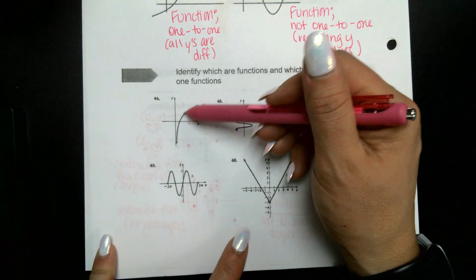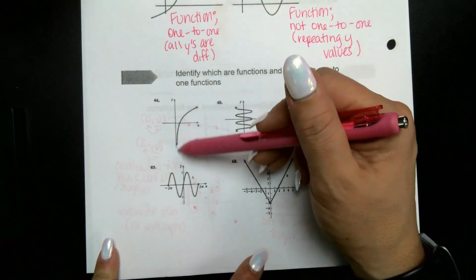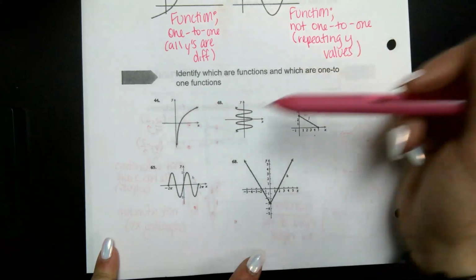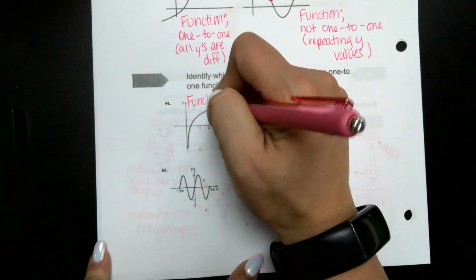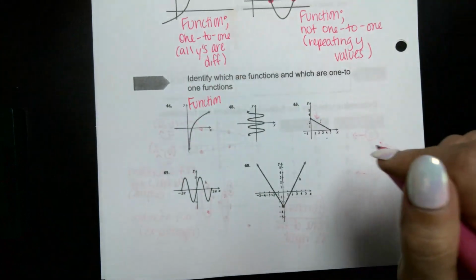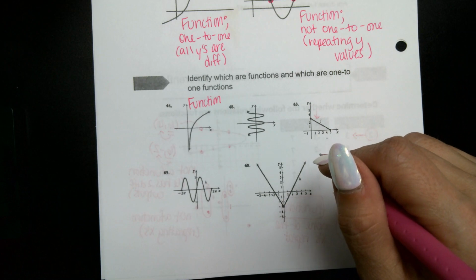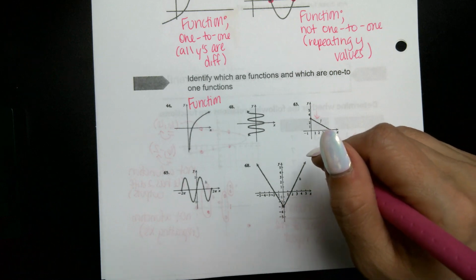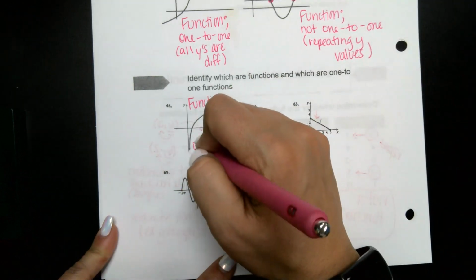So are any of the x values here the same? Do any of the x's here match each other? Nope, so that one is a function. Do any of them have the same height? Do any of the points have the same height? They don't, do they? No. Okay, so this one would also be 1 to 1.